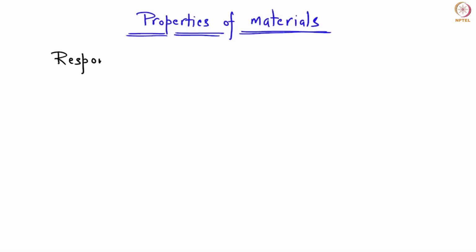So response from any material to what? To a certain field, or to a certain applied force. Now we can have different types of forces. We can have electrical forces, magnetic forces. So we generally use the term field for all of these things. But let's say there is any external field.